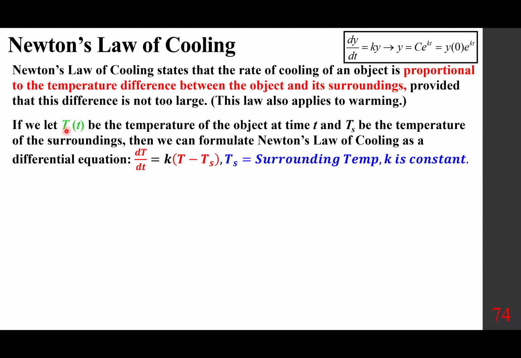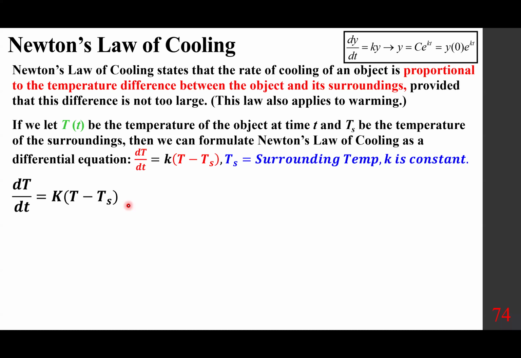If we let capital T of t, again, capital T represents the temperature, be the temperature of the object at time t, and T sub S be the temperature of the surroundings, then we can formulate Newton's law of cooling as a differential equation: dT/dt is k times (T minus T sub S), where T sub S, as was mentioned, is the surrounding temperature and k is the constant. So we write dT/dt is k(T minus T sub S).